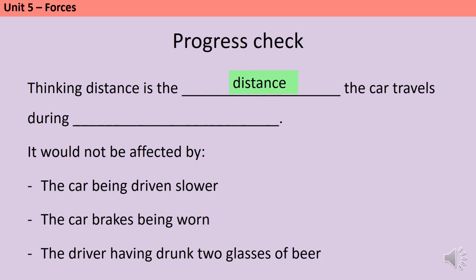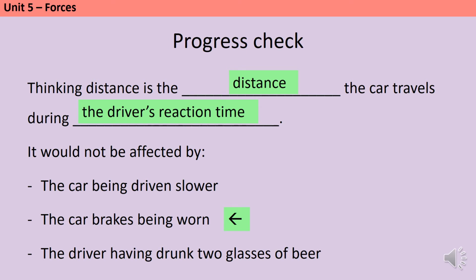Thinking distance is the distance the car travels during the driver's reaction time. It would not be affected by the car's brakes being worn. If the car were being driven slower, then even though the reaction time is the same, the car will have travelled less distance, so that would affect it. And if the driver had drunk 2 glasses of beer, then that would increase the reaction time and therefore would increase the thinking distance.